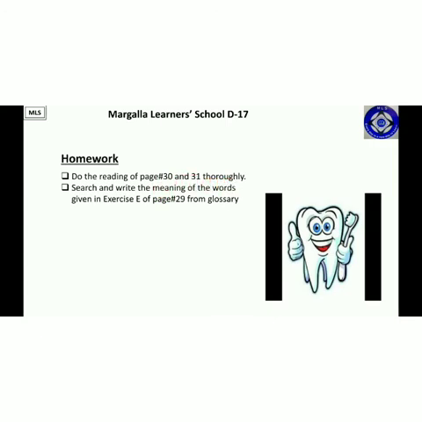And what you can do, you can play this audio again and you can read it aloud again with the narrator. And the next task is to search and write the meaning of the words given in exercise E of page number 29 from the glossary. The words which you found during the reading, you would have to encircle them. After that, you have to search their meaning from the glossary as well. I hope that you have understood this lecture.